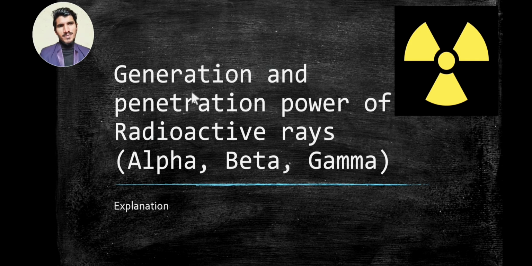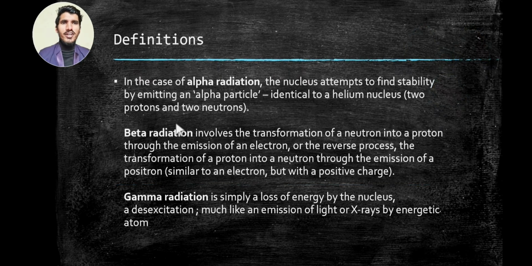So in this video I am going to explain how alpha, beta and gamma rays are generated, and secondly I am going to explain the penetration power of each of these. Okay, so first of all what we have here is the definition.